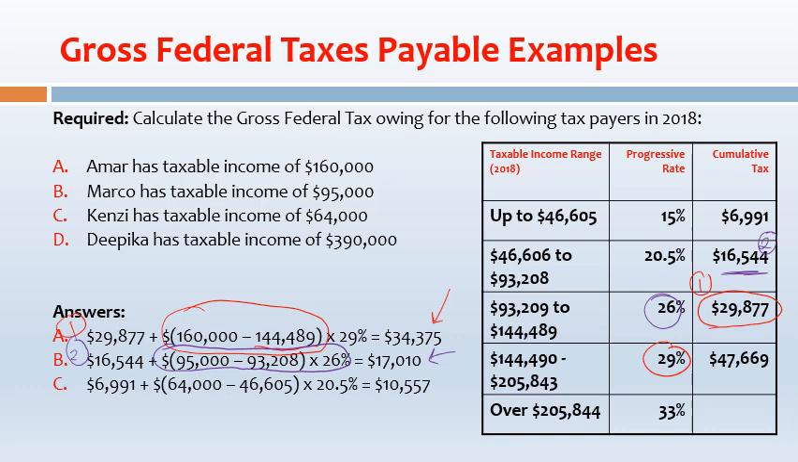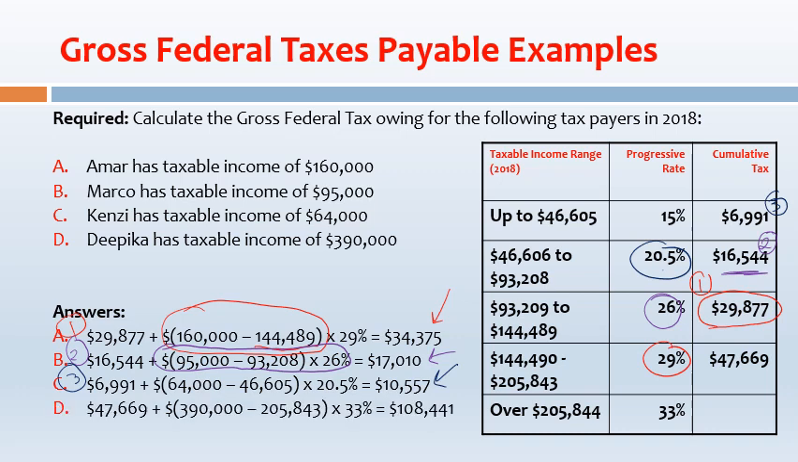We do similar calculations for the next taxpayer, who is Kenzie. Taxable income of 64 grand, putting Kenzie square into the second progressive rate bracket. Ta-da! So that means we'll add the full first bracket, 69,991, times the difference between taxable income and the high end of that first bracket. Add them all up. We've got 10 grand and change.